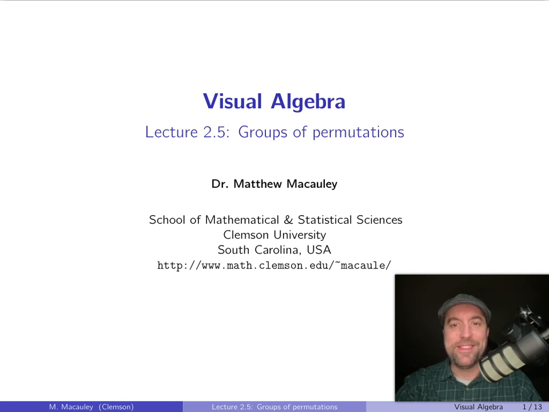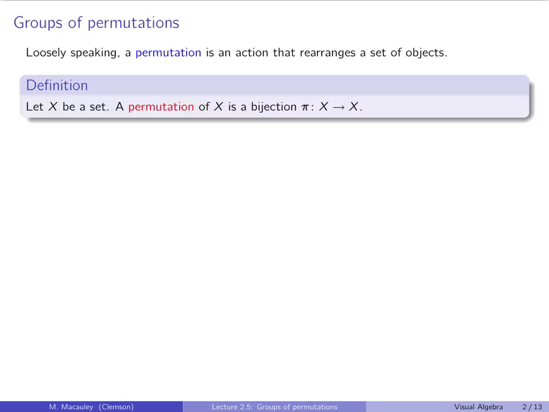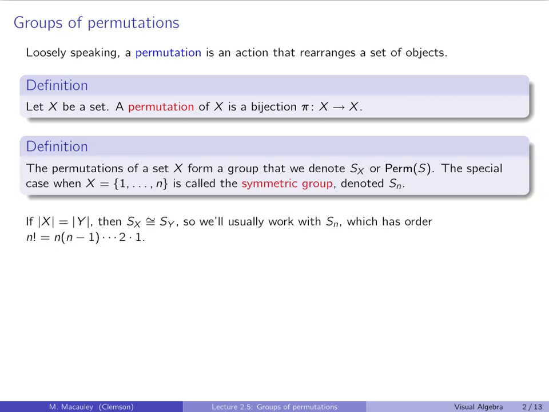Okay, let's go. Loosely speaking, a permutation is an action or operation that rearranges a set of objects. Formally, if X is a set, then a permutation of X is just a bijection from that set to itself. The permutations of a set X form a group that we denote by S_X or Perm(X).